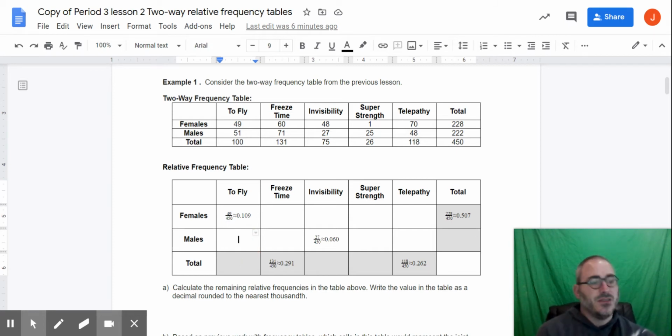So for males, how would we do this one? In our two-way frequency table, we had 51, right? So we're going to do what we did already: 51 divided by what? 450, divided by the total, right?